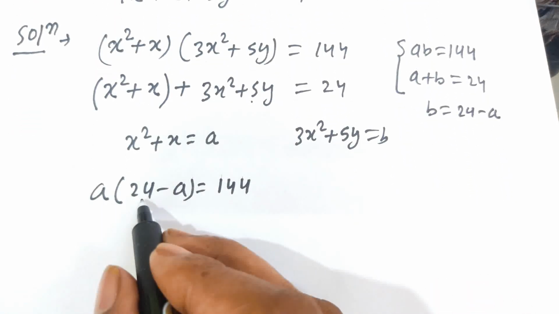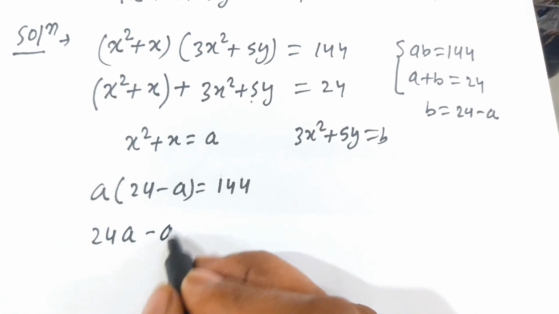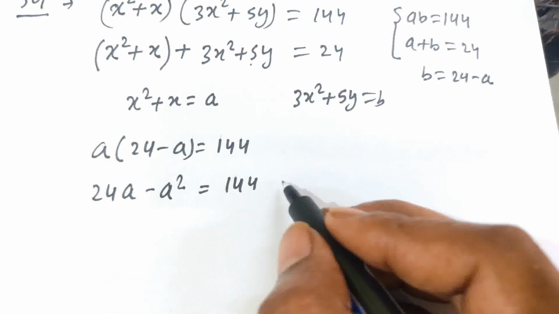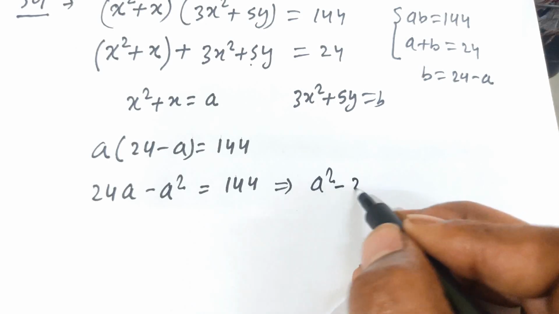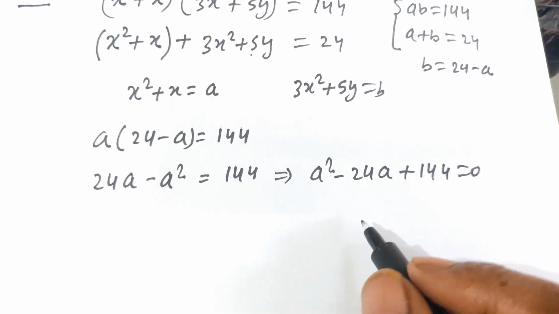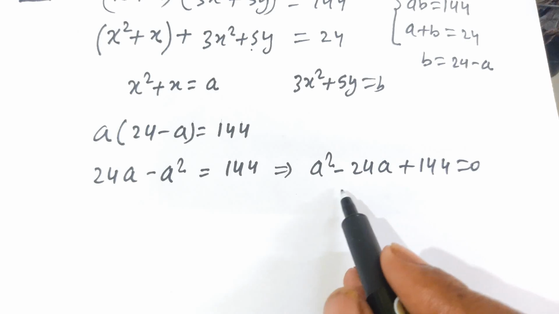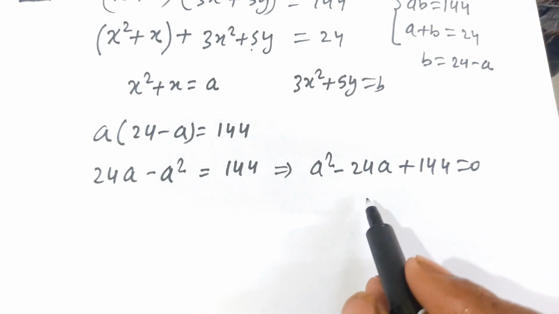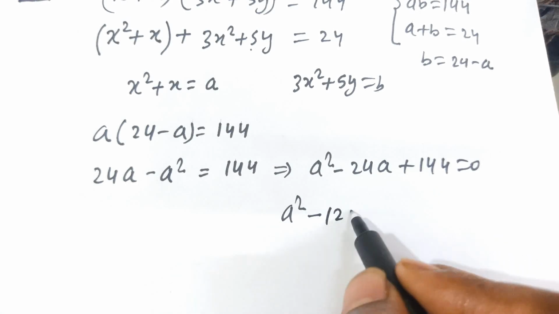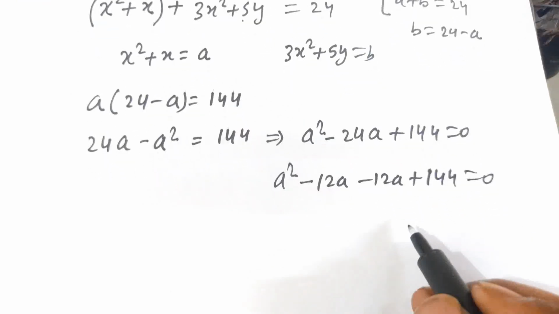Now this is multiplied by 24, then you will get 24 times a, minus this is multiplied by a, then you will get a square, and this is equals to 144. Now if we take all the expression in same side, then you will get a square minus 24 times a plus 144, this is equals to 0. This is quadratic equation in terms of a. So by using factorization we will find out the value of a, and then a square minus 24 times a is same as a square minus 12 times a, minus 12 times a plus 144, this is equals to 0.